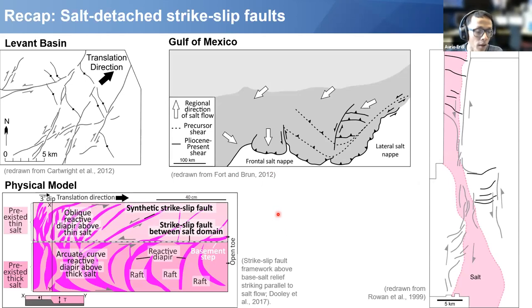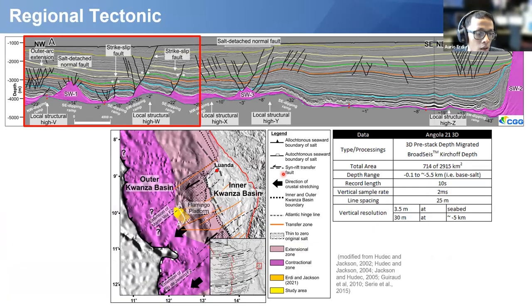And again, to recap, it is based on an idea that we have observed strike-slip faults in natural salt-bearing passive margins and in physical models. Yet we still know little about the three-dimensional geometry of the strike-slip fault itself, in comparison to both normal and reverse faults that have been extensively studied. So in the first part, we showed that we can observe the strike-slip fault along the margin, and our data allow us to conduct a detailed documentation of the strike-slip fault.